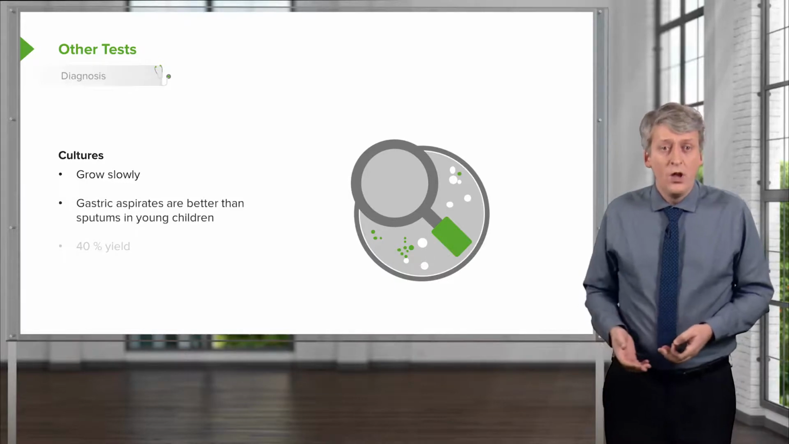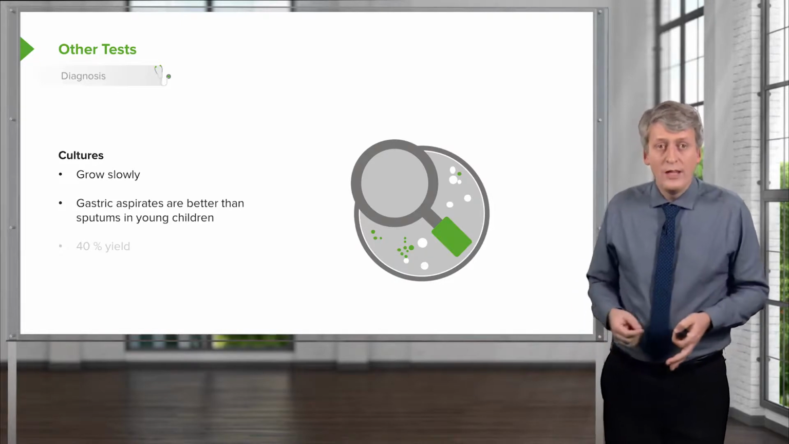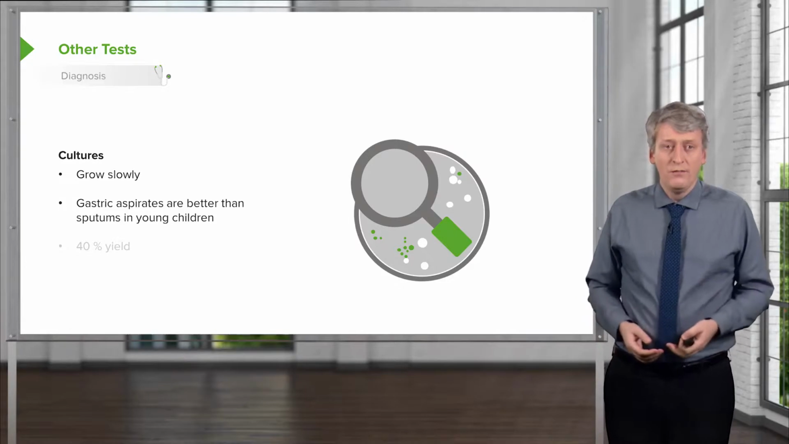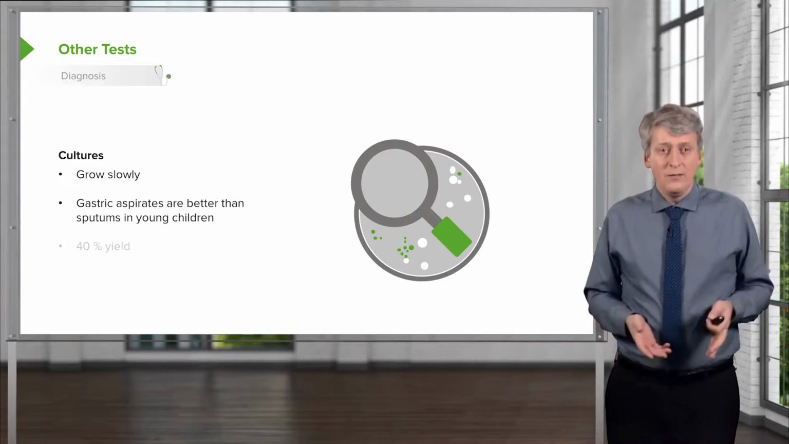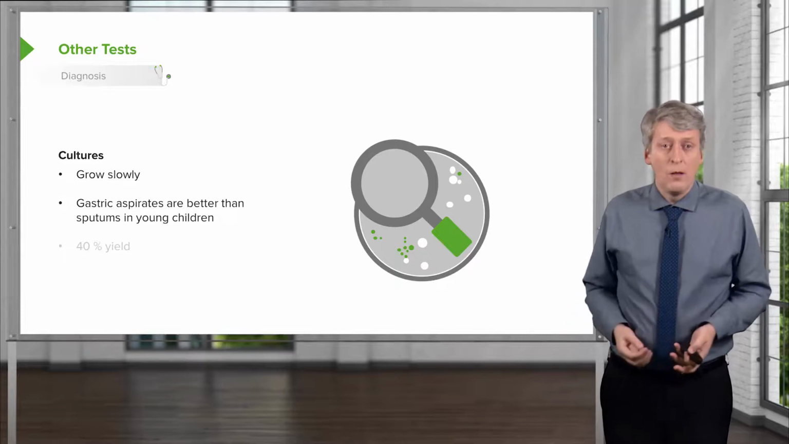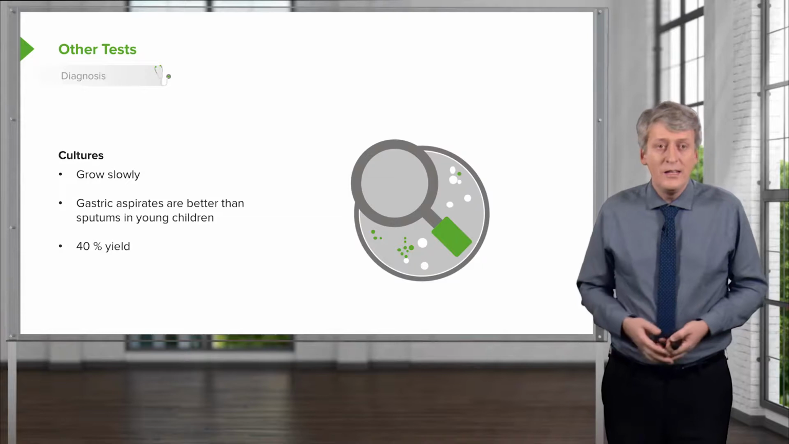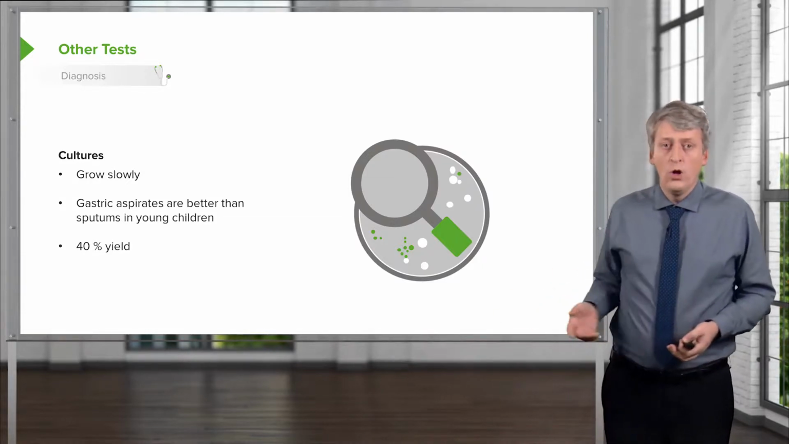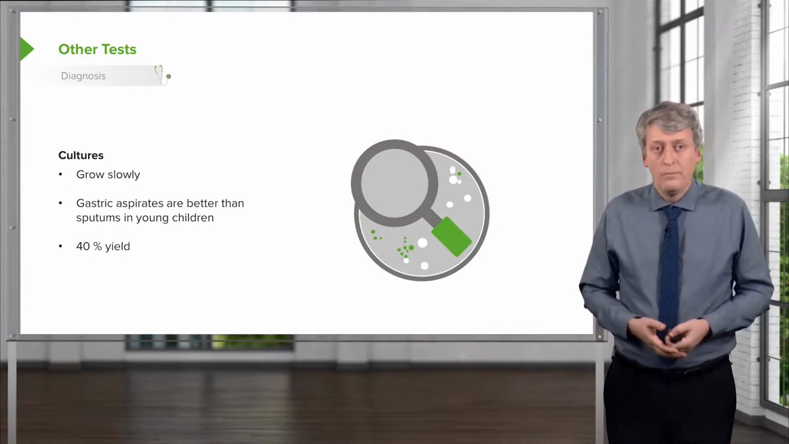Gastric aspirates are better than sputums in young children. In adults, you're told to get sputums. Kids can't make sputums very effectively. So we really rely on gastric aspirates. So what we'll do is in the morning, when they're waking up, we'll insert an NG tube and suck out some stomach contents. That's got a better yield than sputum in these young kids. But the yield isn't great. It's only around 40%. But we will try often for days in a row because of the value of getting the organism itself and knowing what it's treatable with.